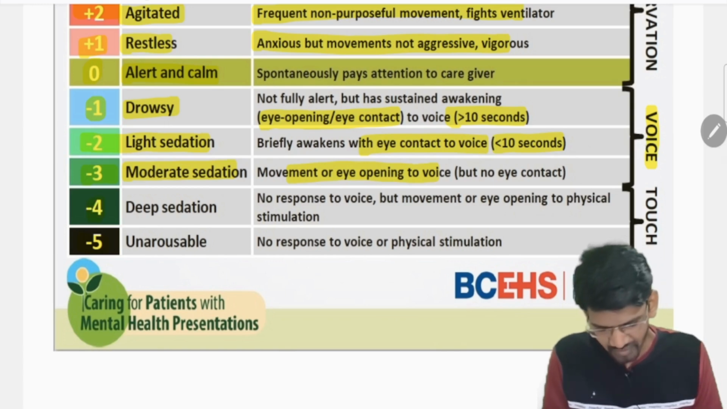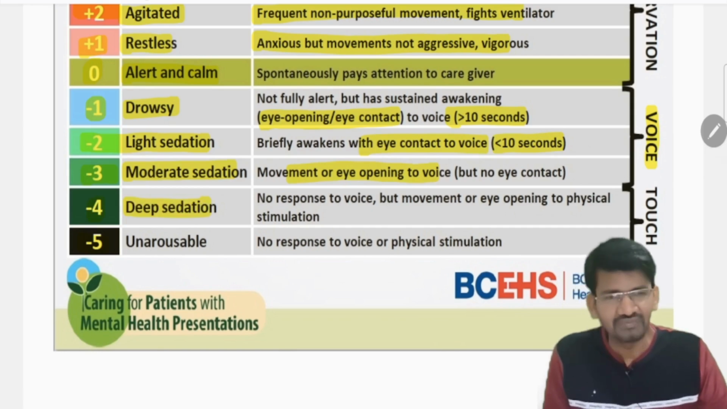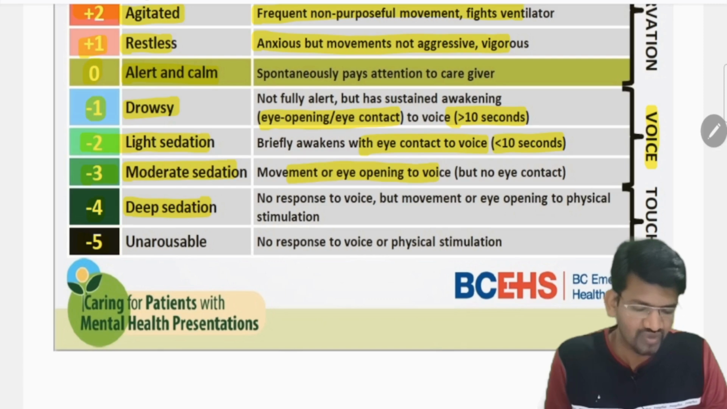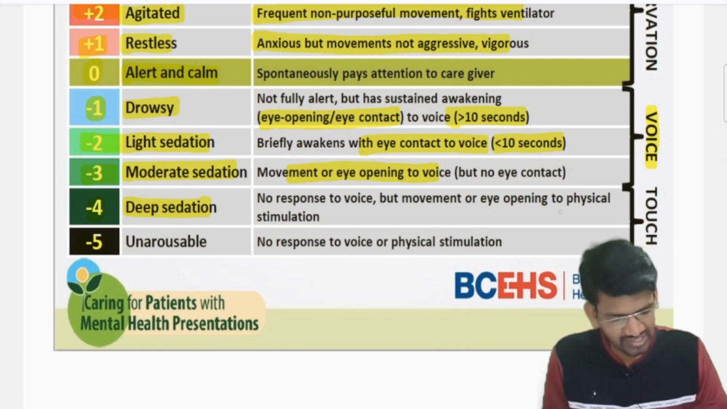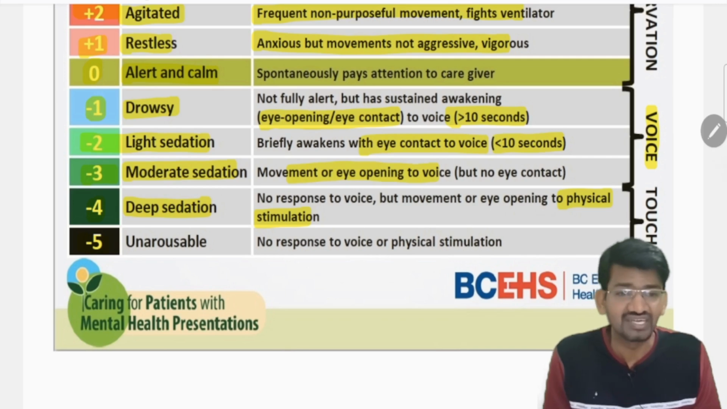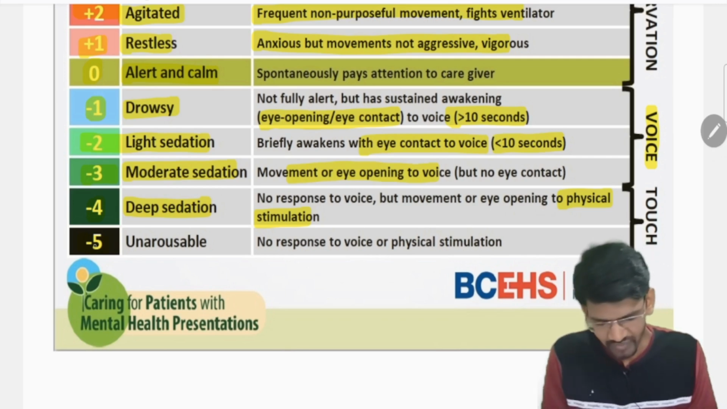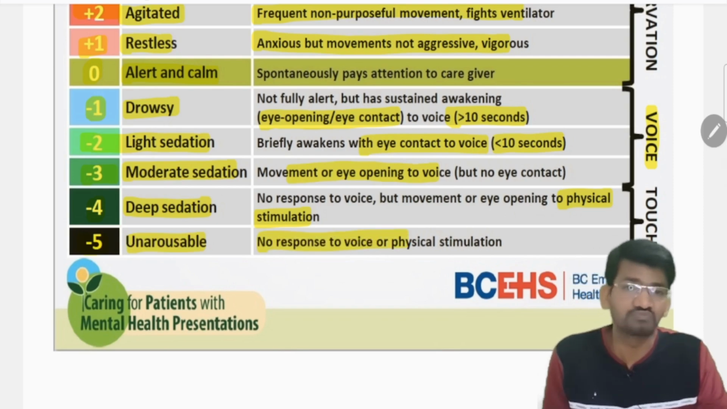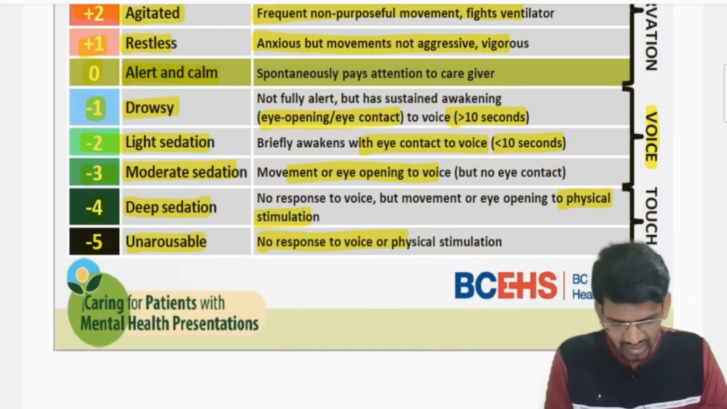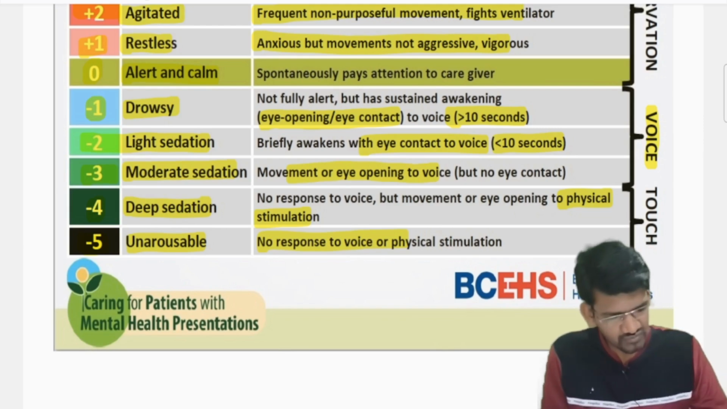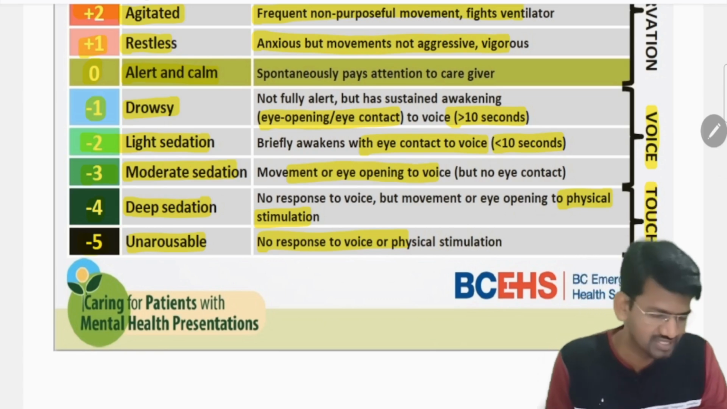Whereas for the other two: -4 is deep sedation, where the patient doesn't respond to your voice but can open his eyes to physical stimulation. There it is given a score of -4. Then -5, where the patient is unarousable, with no response to your voice or to physical stimulation. That is called the unarousable state, or level -5. This is assessed by giving physical touch.